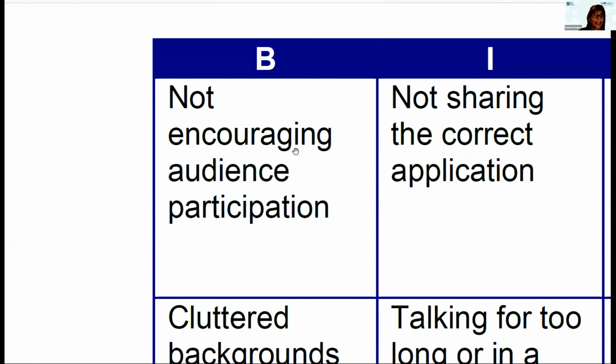For instance, if you wanted to go across, if you had a tip for not encouraging audience participation, you would write the tip there. And then if you found another one for not sharing the correct application, you would write it under the I in that first row. So you have to have tips that you hear from us to form a row, either across or down or even diagonal. Does that make sense?